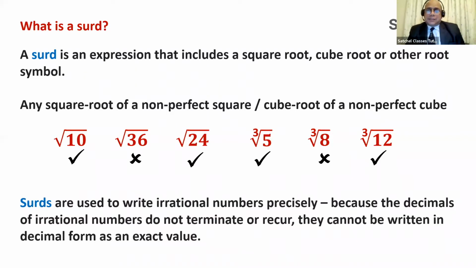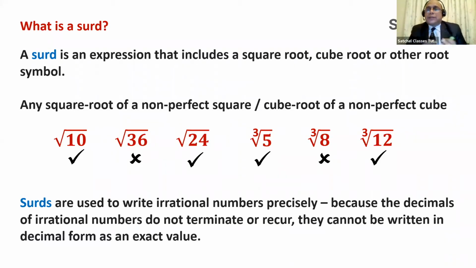Surds are used to write irrational numbers. Remember, we did irrational numbers. Irrational numbers are numbers which are non-terminating and non-recurring. Because such numbers cannot be written in exact form, we use surds to write them in a precise manner. So surds are used to write irrational numbers precisely. Because the decimals of irrational numbers are non-terminating and non-recurring, they cannot be written in decimal form as an exact value. So we use surds to write their value.